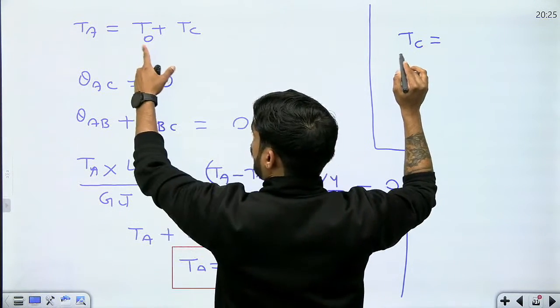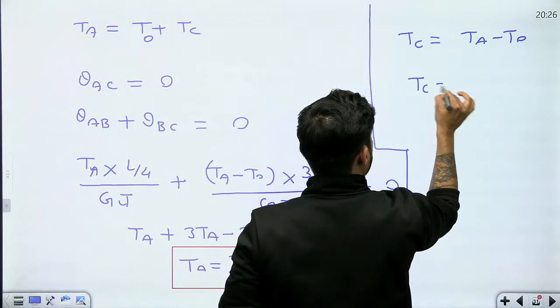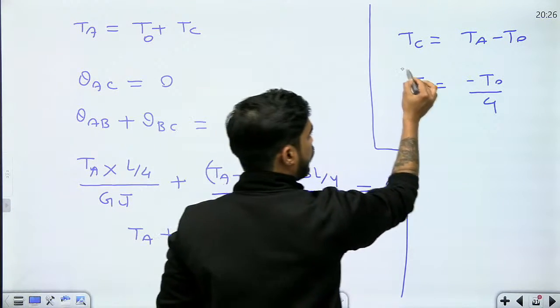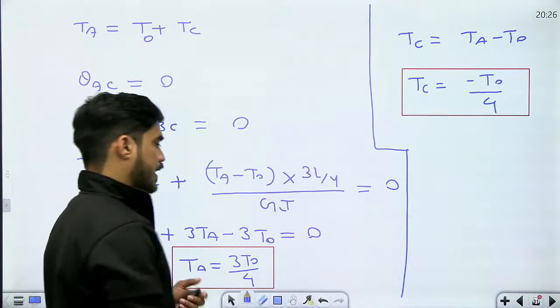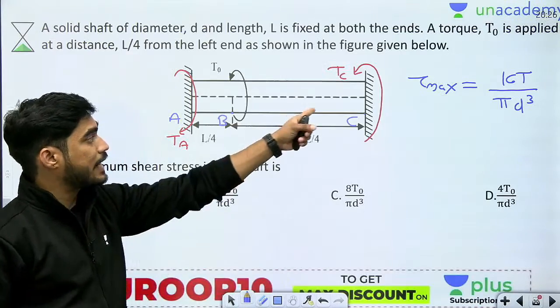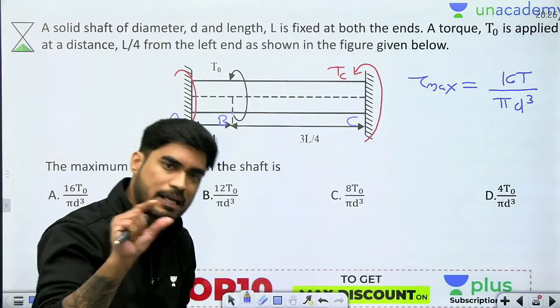Tc will be equal to what? Ta minus T naught. So Tc will be equal to minus T naught by 4. Now what is the negative sign showing? Negative sign means my assumption of direction is wrong. Tc direction is wrong, but that doesn't matter because we don't want direction, we want the magnitude.